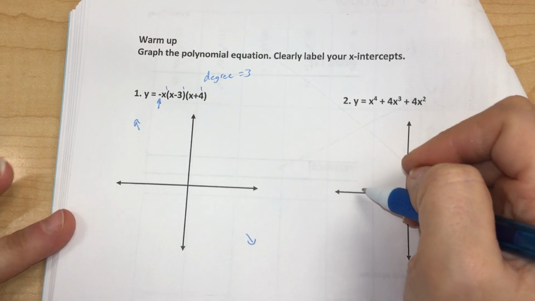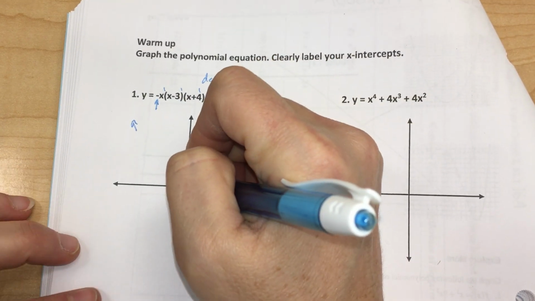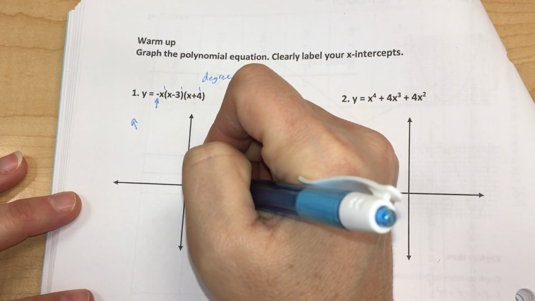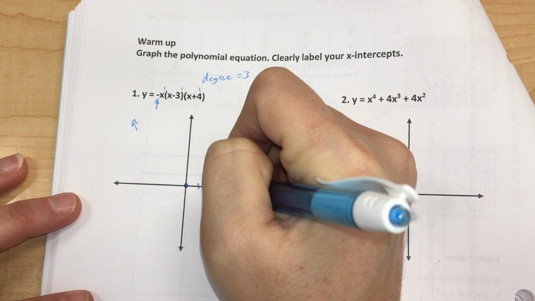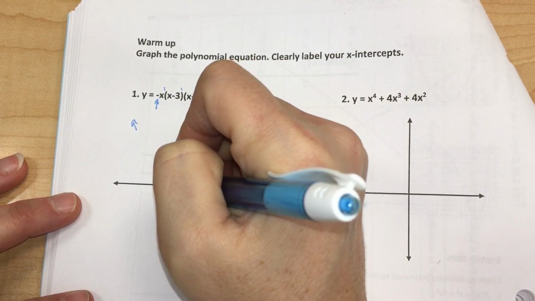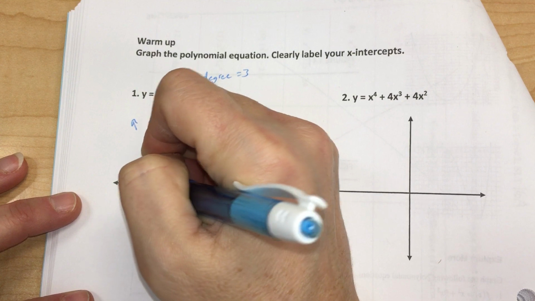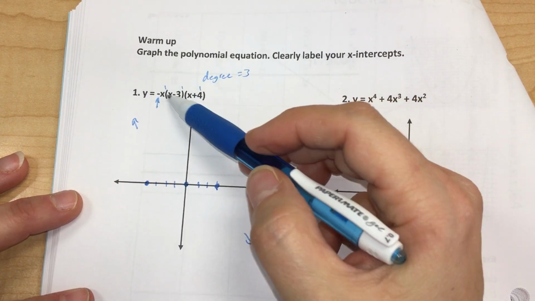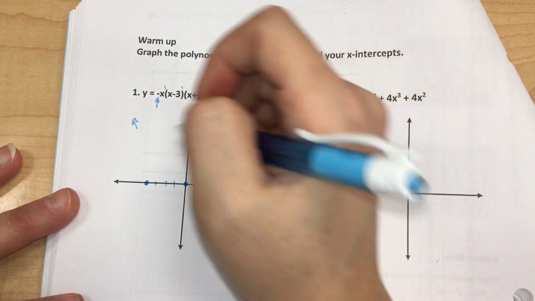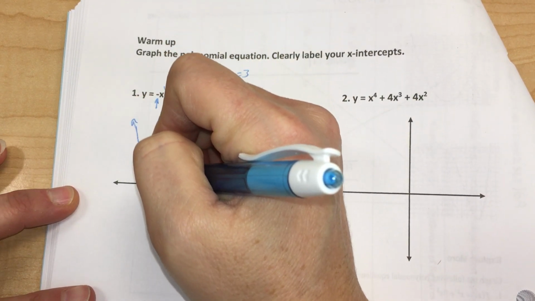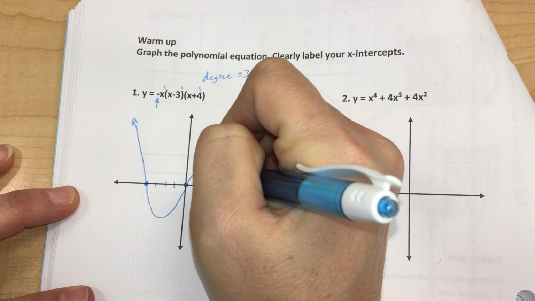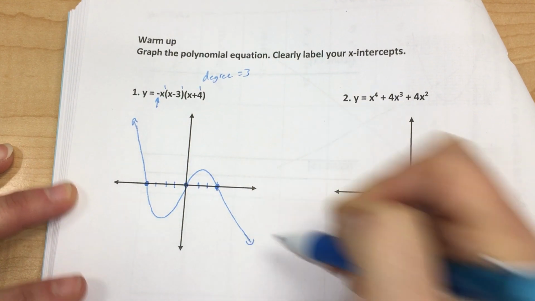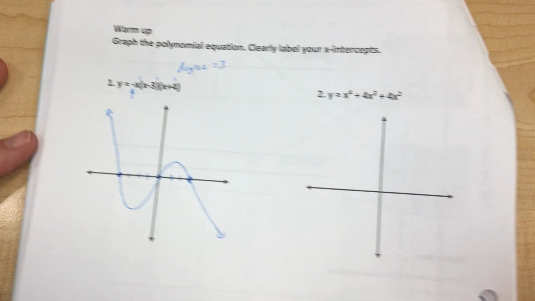So now I'm going to put my zeros in. I have a 0 at 0 because that's just x, at 3, and at negative 4. 1, 2, 3, 4. Right. Now I also know that these are all single zeros because there are no exponents up here. So my graph is just going to come through normally, and as long as your graph kind of resembles mine, you are good to go.